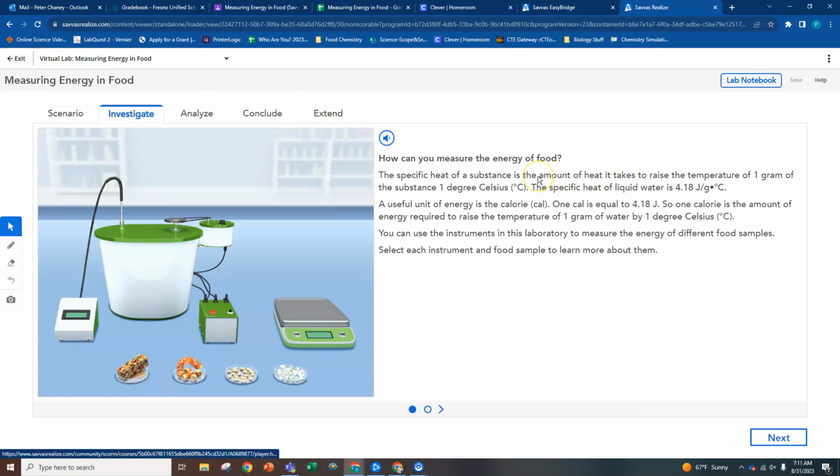So how can we measure the energy of food? The specific heat of a substance is the amount of heat it takes to raise the temperature of 1 gram of the substance 1 degree Celsius. The specific heat of liquid water is 4.18 joules. The useful unit of energy is the calorie. 1 calorie is equal to 4.18 joules. So 1 calorie is the amount of energy required to raise the temperature of 1 gram of water by 1 degree Celsius. We're going to use the instruments in this lab, obviously a virtual lab, to measure the energy of different food samples. So we'll go to the next.